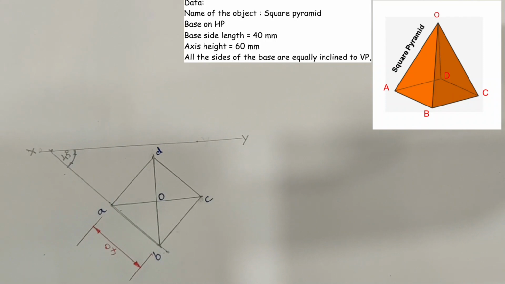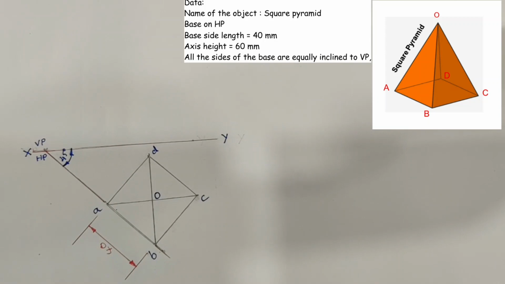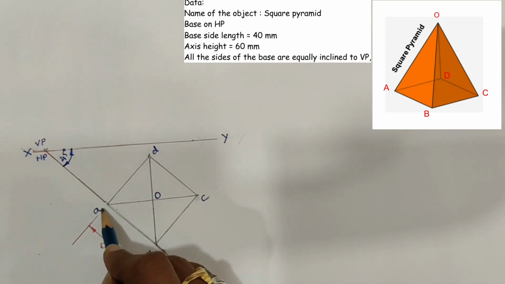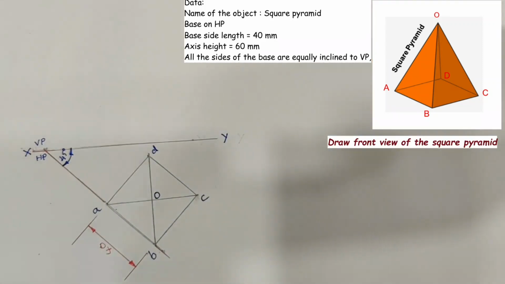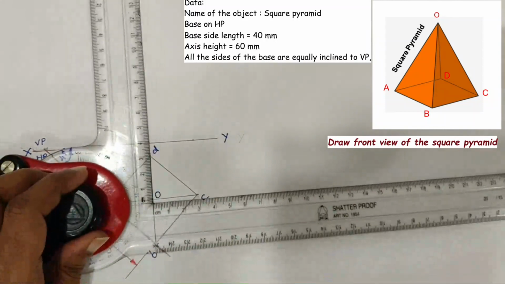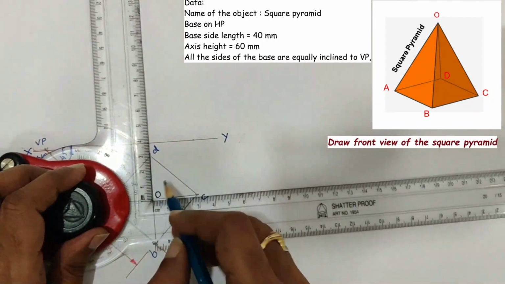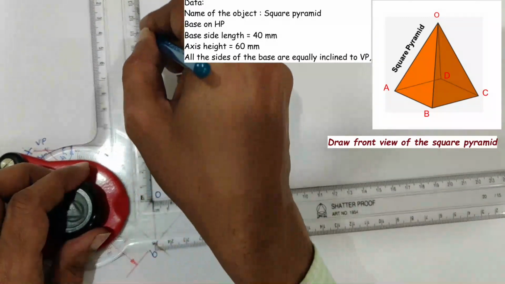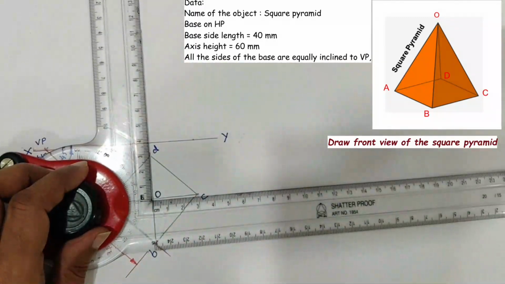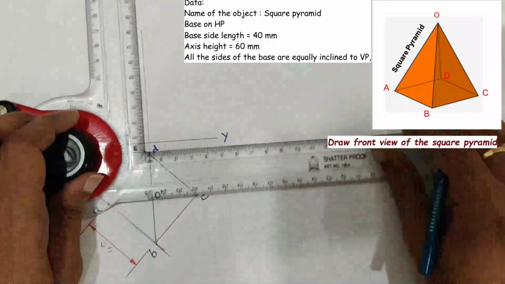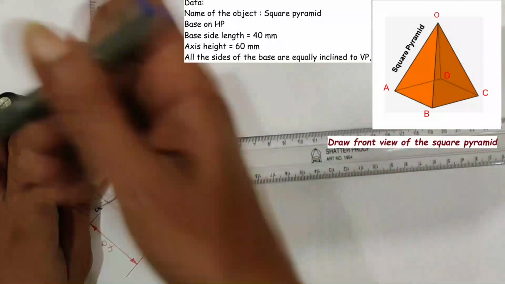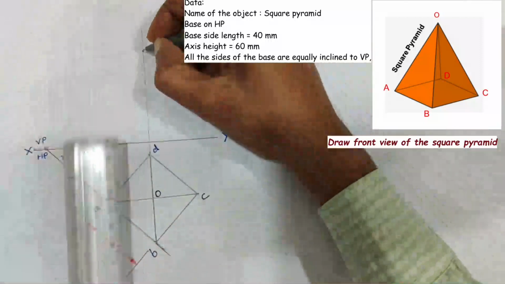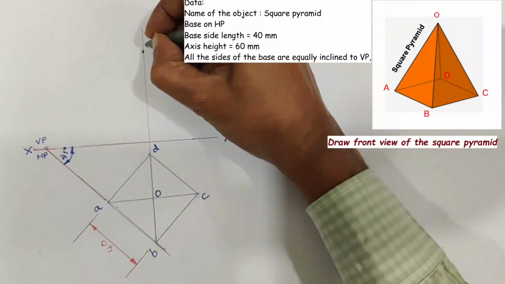Then we'll move towards drawing the front view of the square pyramid. For that, draw projectors through the points A, B, C, D and O towards the vertical plane. Under this, first we will draw the projector through O towards the vertical plane. Here O is the image of the axis as well as the apex point in top view. Here the axis height of the pyramid is given in the problem as 60 mm. Then name this point as O dash.